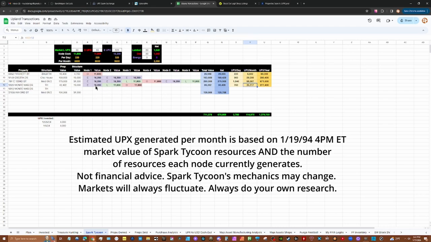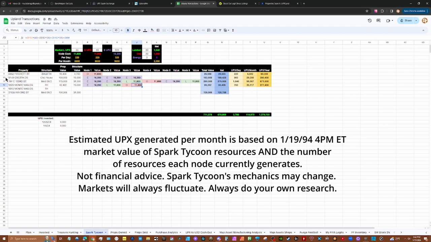By adding these, I invested time and energy to put these three nodes into this property, but now this property is generating over 23,000 UPX per month. That's utility, right? And that's the value.